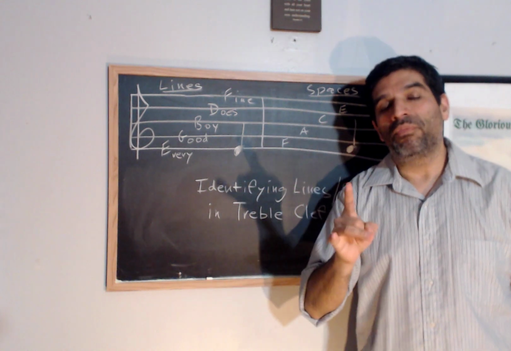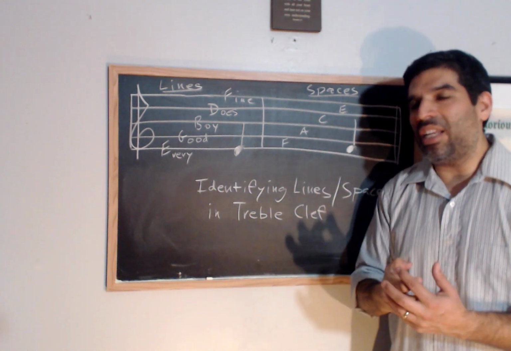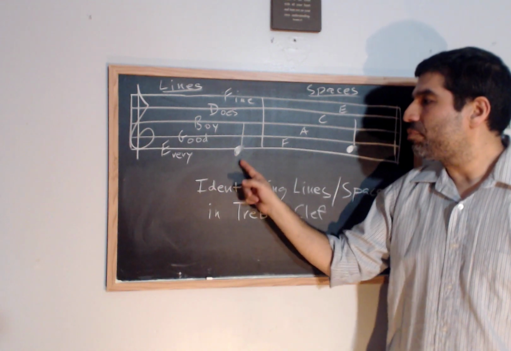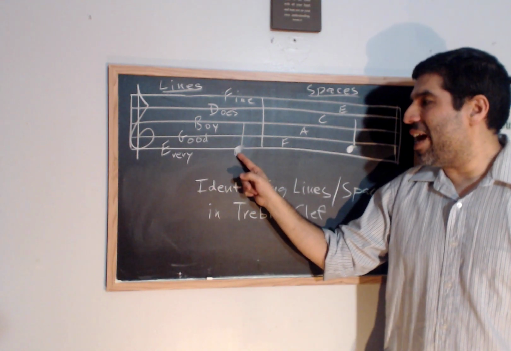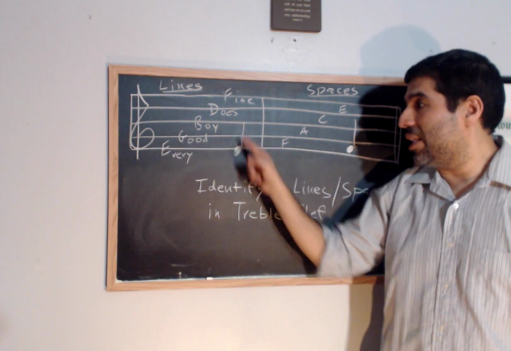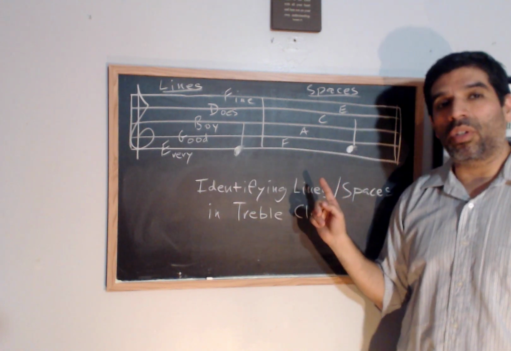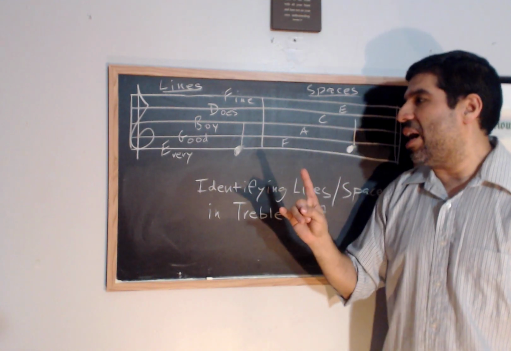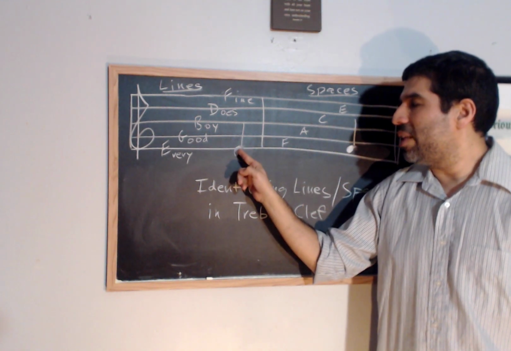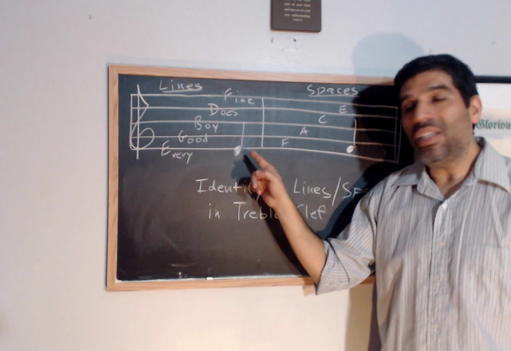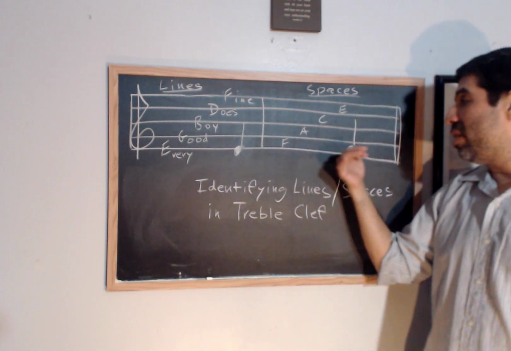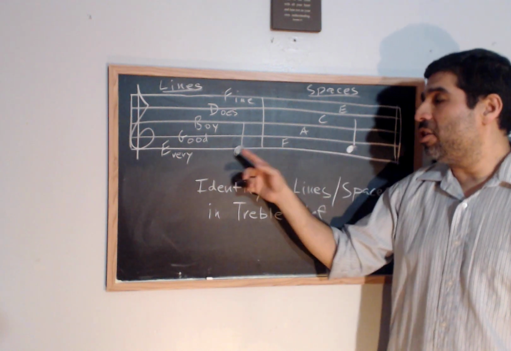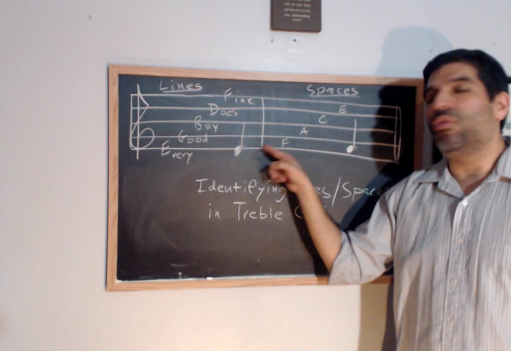Now, to really test your understanding of this, remember I showed you the differences between a line note and a space note. Notice that first things first, we have to identify whether the note itself is a line note or a space note. We question it: is it a line note or is it a space note? If it's a line note, again, the line is running right through that note head.